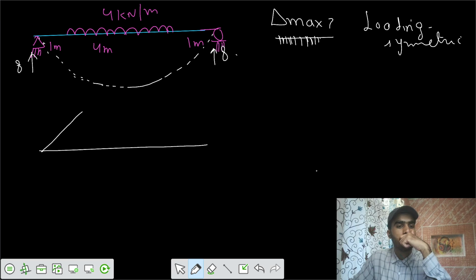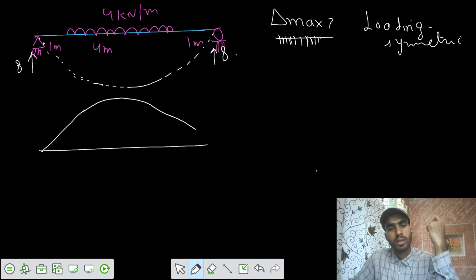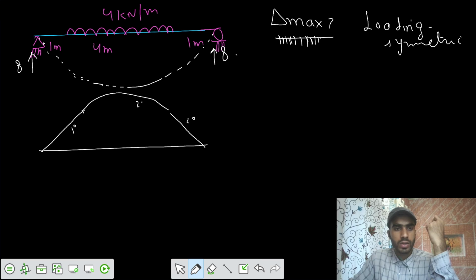Then after that, you have a uniformly distributed load. Because of that, the effect on the BMD would be a 2-degree curve. So maximum would be at the mid. So this is a 2-degree curve up to this point, and after that, it is a straight line. This is 1 degree, this is 2 degree, and this is 2 degree, this is 1 degree.